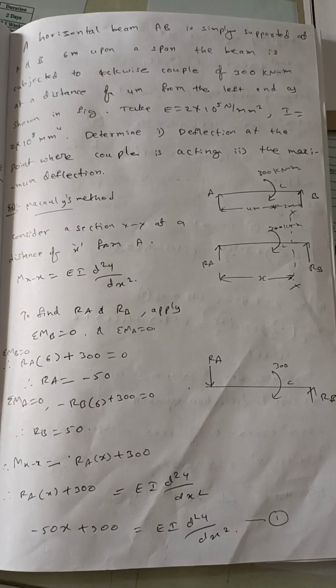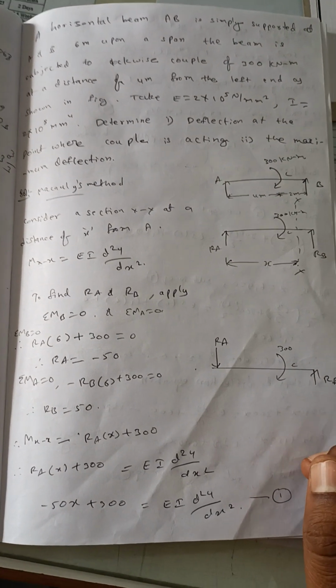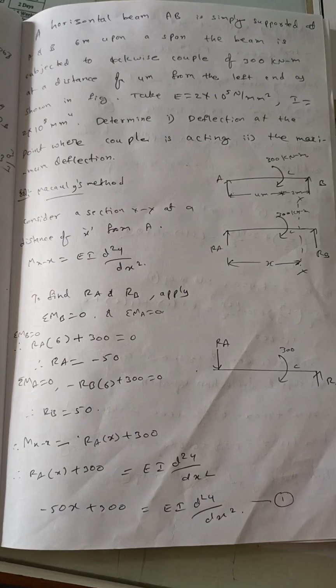In this session, we'll see a problem on a horizontal beam, a simply supported beam subjected to a moment. So we need to find the deflections and slope. So let us see the problem.